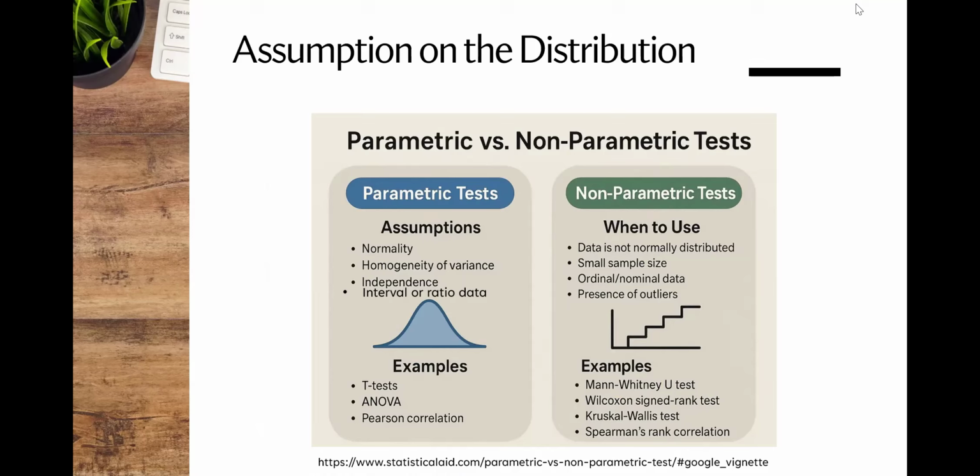The non-parametric tests, on the other hand, are used when the data is not normally distributed, when we're dealing with smaller sample sizes, when the data is presented as nominal or ordinal levels, and then there's the presence of outliers. Examples of non-parametric tests would be Mann-Whitney, Wilcoxon signed rank, Kruskal-Wallis, and Spearman's rank correlation.